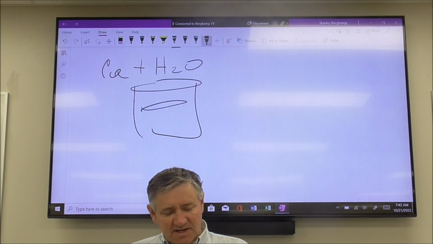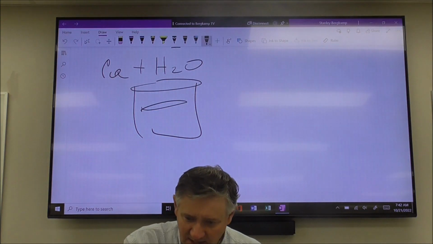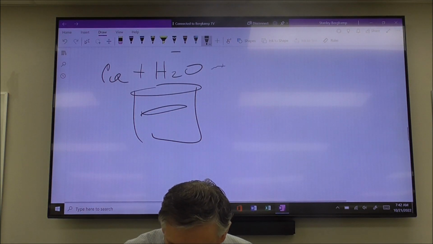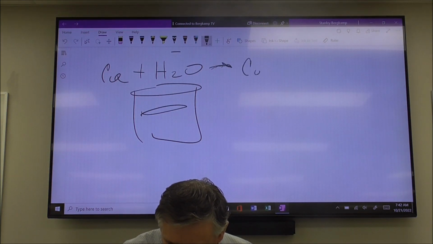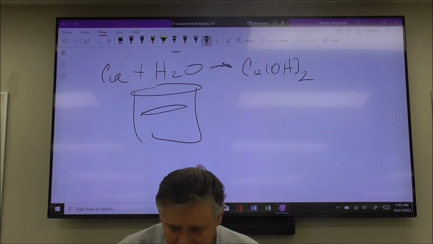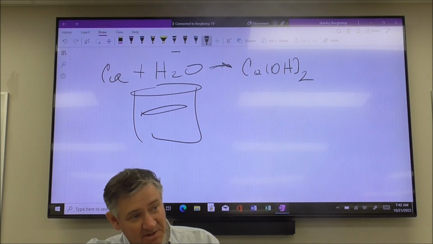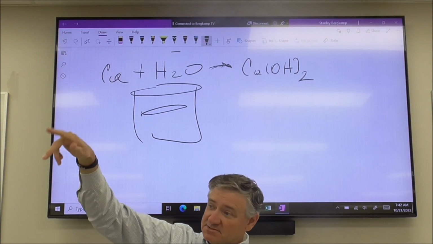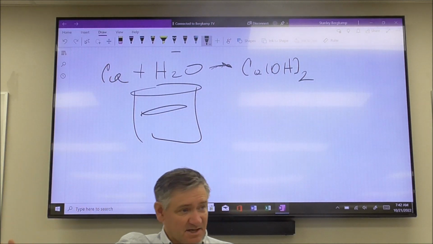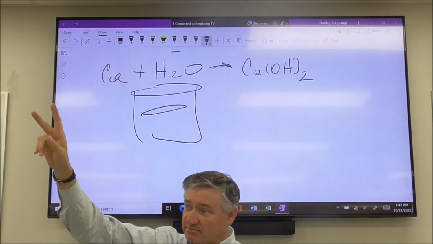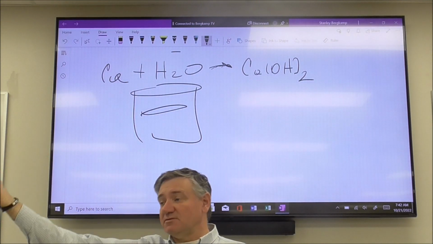So as soon as this hydrogen gets kicked out, you form a substance called calcium hydroxide, which is Ca(OH)2. The reason that it's Ca(OH)2 is that calcium has a charge of 2+. And the reason calcium has a charge of 2+ is because it's in that second column, so it has 2 outer shell electrons. So it gets rid of those.